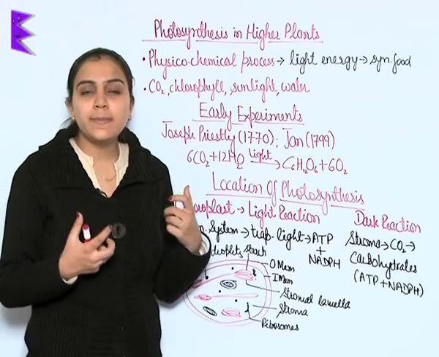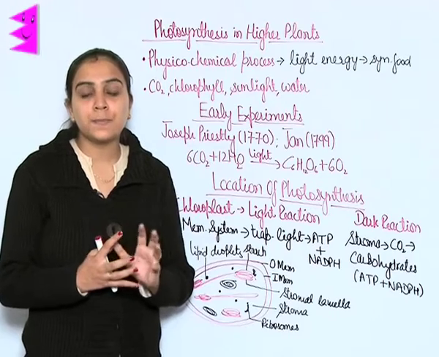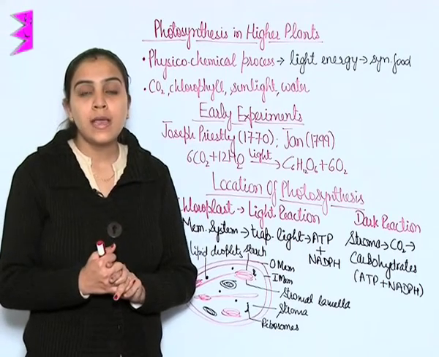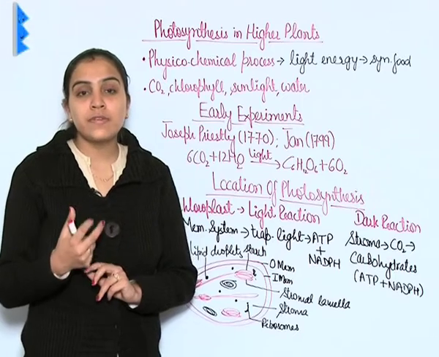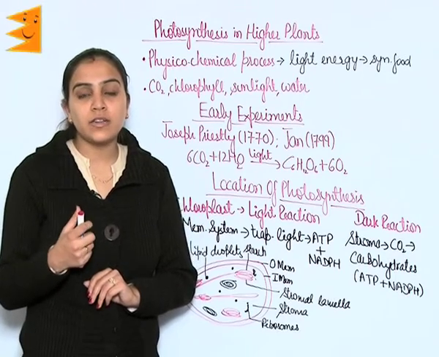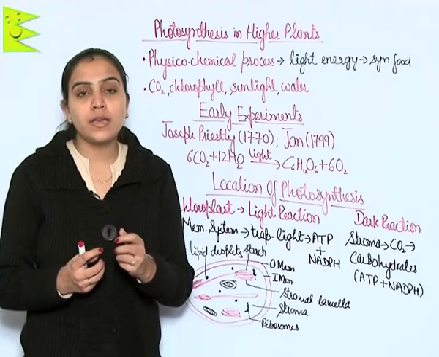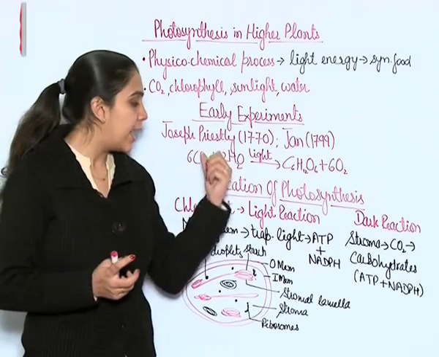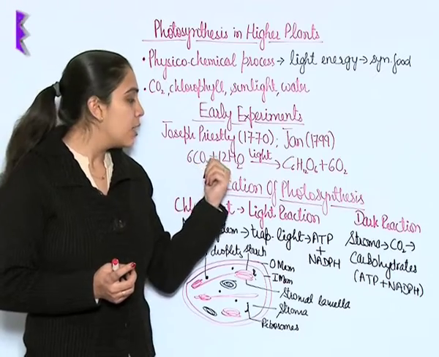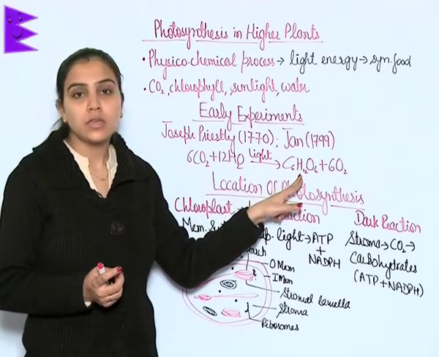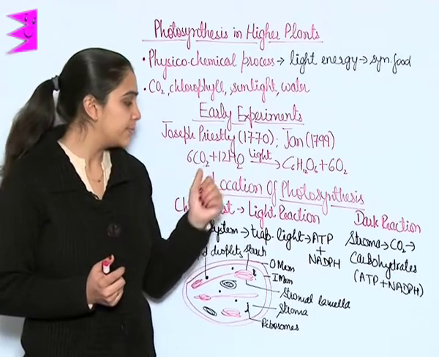Later on, independent researchers concluded the mechanism and the process of photosynthesis by saying that photosynthesis is a process which involves using light energy to make carbohydrates from carbon dioxide and water, and they gave this equation: 6 CO2 with 12 H2O forms carbohydrate and oxygen is evolved.